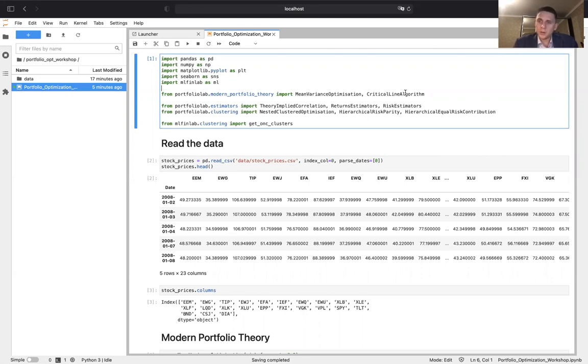So in this workshop, we will try to apply all the techniques covered in our portfolio optimization lecture series by using the Hudson Thames Portfolio Lab Python package. So let's start with function imports.